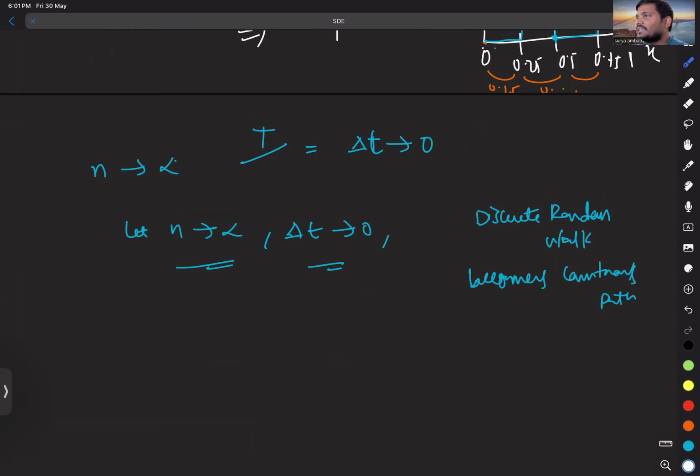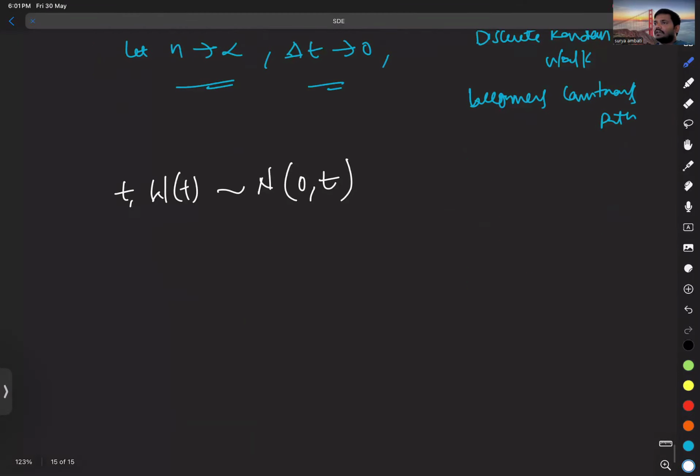By the central limit theorem, the sum of many tiny random steps looks like a normal distribution. So we can say that W of t follows a normal distribution, which is 0 comma t. 0 is the average of the steps, and t is the variance of the steps. Now we understand how a discrete random walk turns into a continuous Brownian motion.